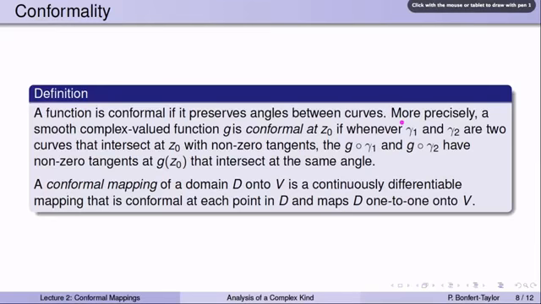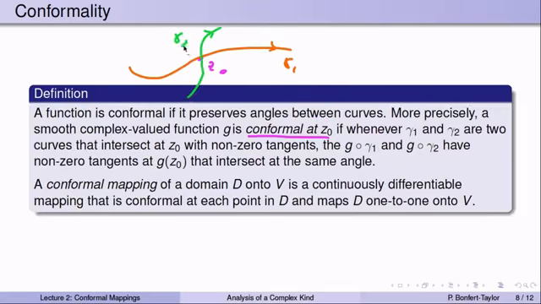Finally, we're able to really define what it means for a function to be conformal. We say a function is conformal if it preserves angles between curves. So that means precisely a smooth, complex-valued function g is conformal at a point z0 if whenever gamma 1 and gamma 2 are two curves that intersect at that point z0, with non-zero tangents, then their images under g, namely g composed with gamma 1 and g composed with gamma 2, also have non-zero tangents there and intersect at the same angle.